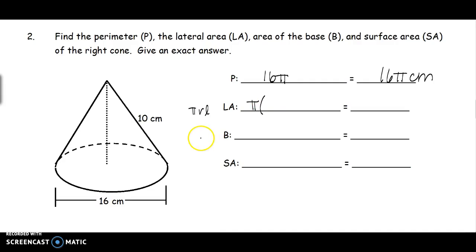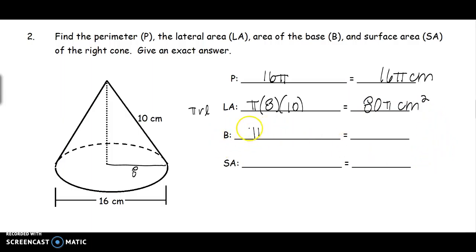So pi is there. Our radius is now 8, okay, because half of our diameter is our radius. And in a cone, if I give you the side, it's going to be your slant height. So our lateral area is going to be 80 pi centimeters squared.